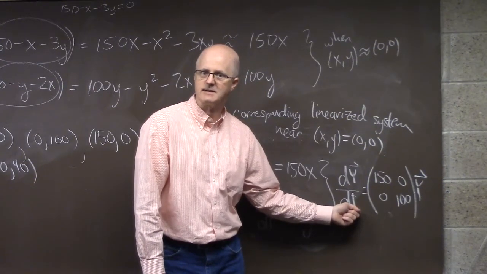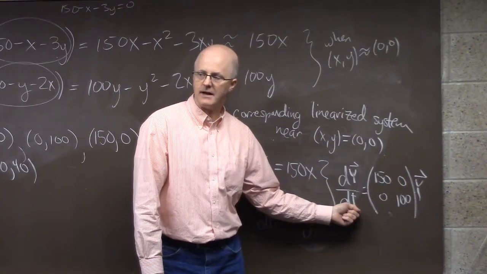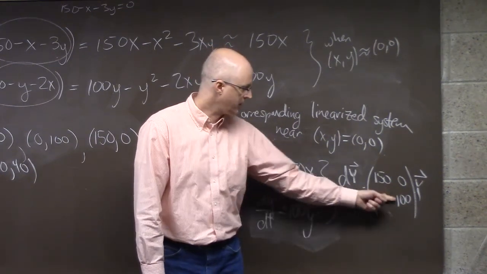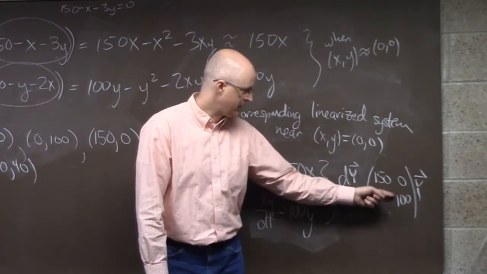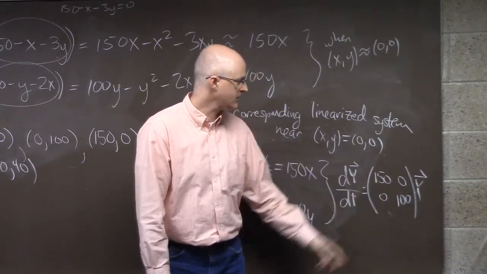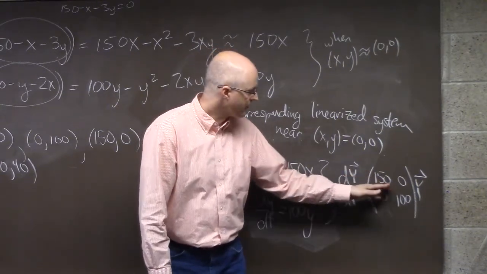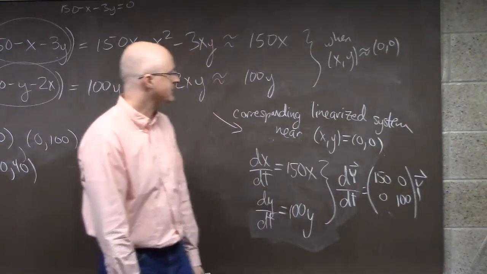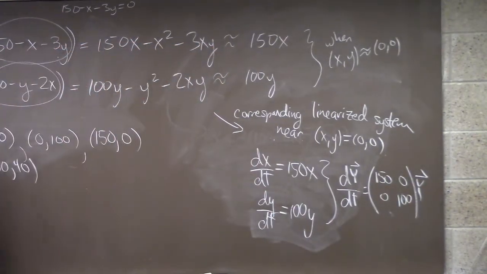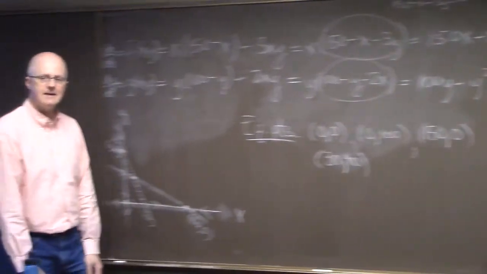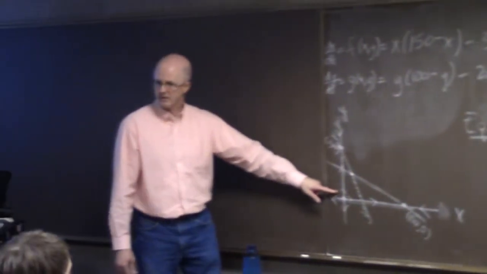We're considering cases where the real part of the eigenvalues is non-zero. Here, both eigenvalues are real numbers, so their real parts are also real numbers. Well, they're always real numbers, but the real part is the same as the value of these real numbers. It's 150 and 100. It's a source, like we could predict by looking at the picture.